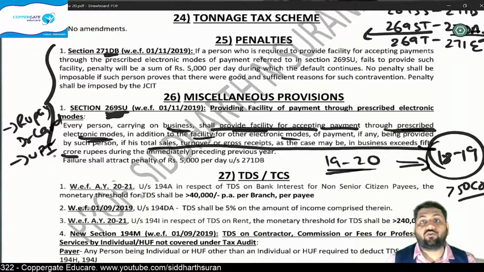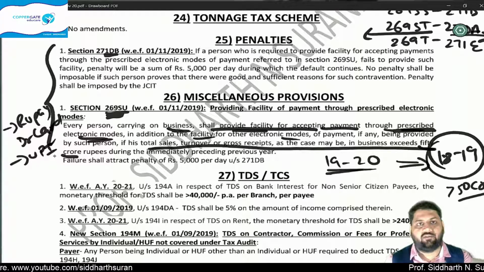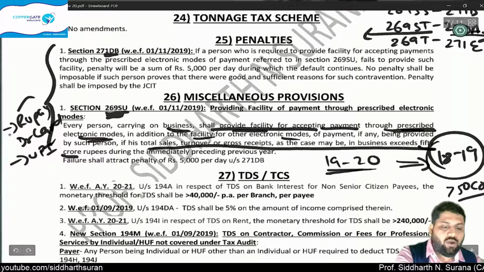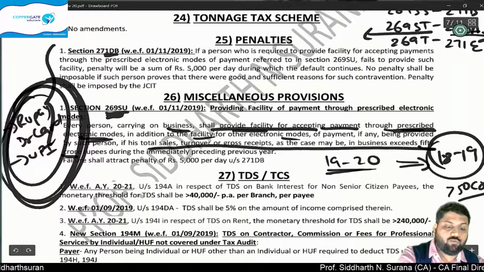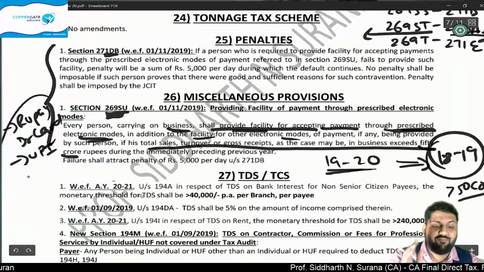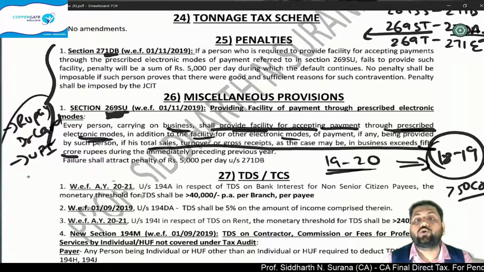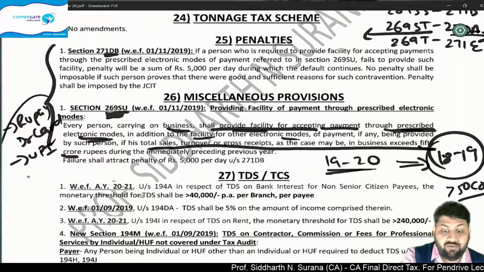Last year the turnover was more than 50 crore. Then this year you have to accept cash, check, credit card, debit card, whatever you are following, plus you have to provide this facility to your customer. If you have a customer who wants to pay you in these modes, then you will have to provide this facility to your customer. And this amendment, be very careful.